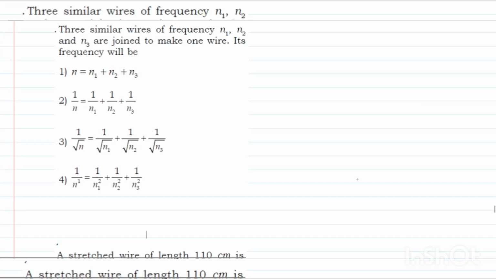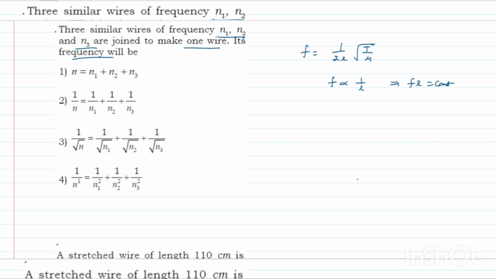And let us see the next question, students. Three similar wires of frequencies N1, N2 and N3 are joined to make one wire. They are asking for its frequency. So the frequency formula is F equals 1 by 2L into root over T by mu. Here the frequency is related to the length as 1 by L. That means F into L is equal to a constant.